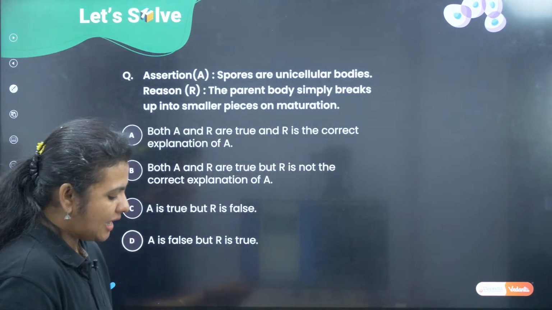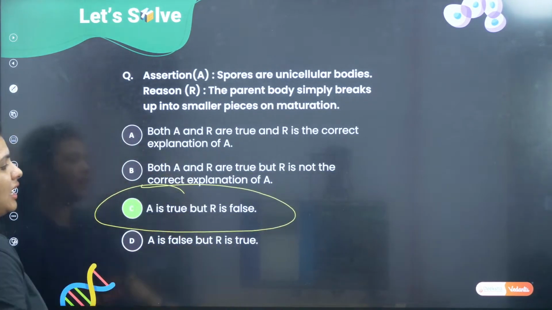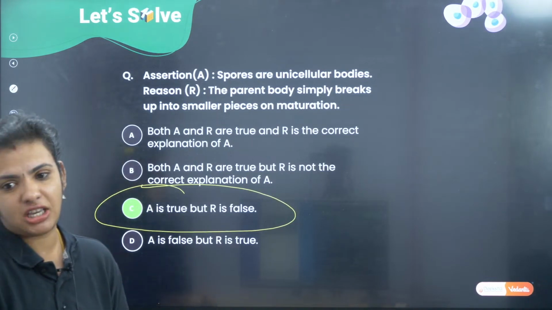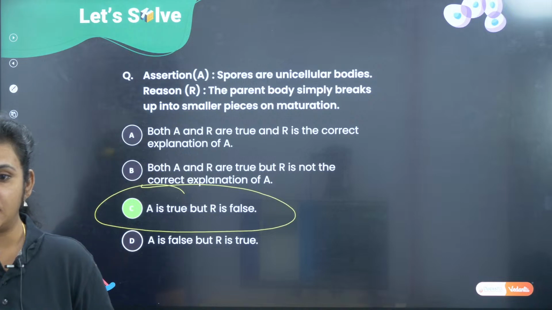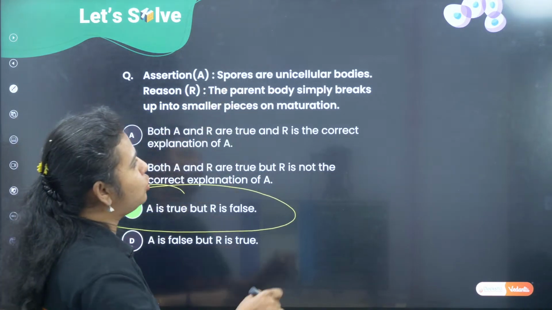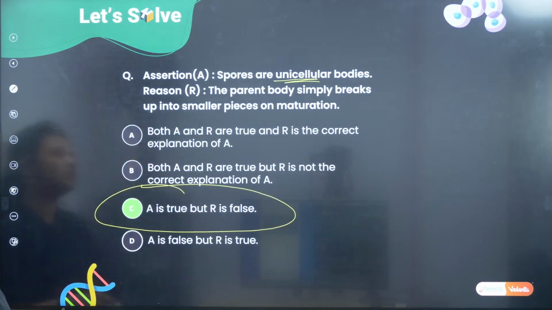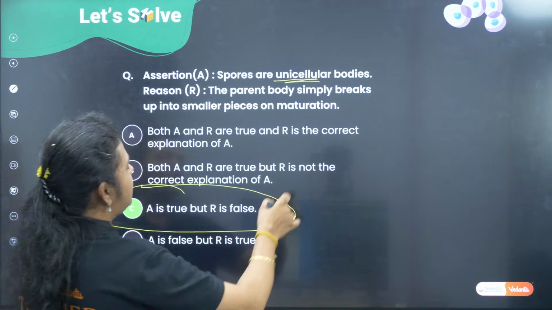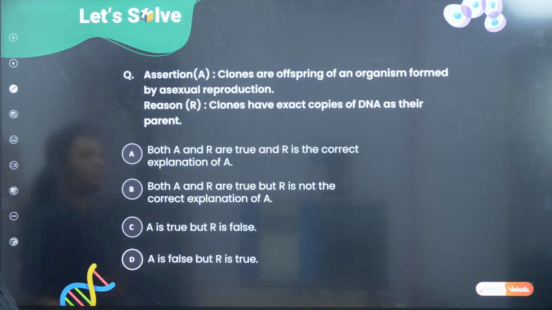Okay. So, here I have a mixed cluster where they have said assertion is true, reason is false. So, except for Lidin and Netra and Sumuk, I think most of them have got it right. So, assertion: spores are unicellular, they are single celled, correct. Reason: the parent body simply breaks up into smaller pieces on maturation. This is not correct.